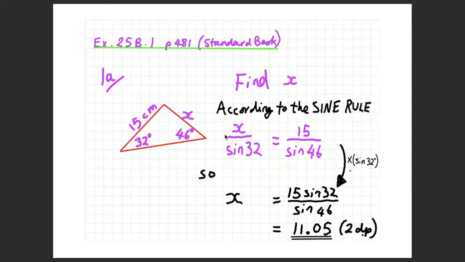To figure out what x is on its own, you want to get rid of this fraction, so you multiply both sides by the denominator, which is the sine of 32. So x becomes 15 times the sine of 32 over the sine of 46, which looks complicated, but it's something you can evaluate on a calculator, and it's 11.05 to 2 decimal places.